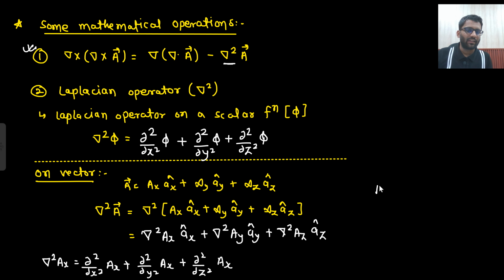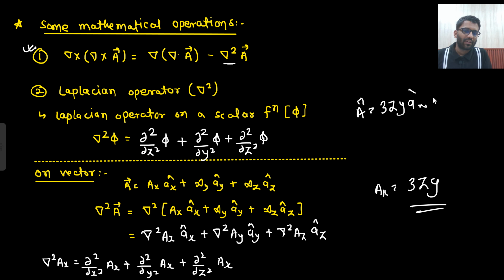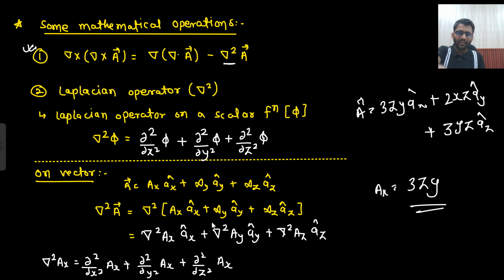Now ax can be a function of anything. Like ax can be 3zy, like vector field A is 3zy ax cap plus 2xz ay cap plus 3yz az cap, right? So your ax is 3zy. So you are going to calculate del square ax: del square by del x square of 3zy plus del square by del y square of 3zy plus del square by del z square of 3zy. Then whatever answer you get, you will put that answer here. So that will be your del square A vector answer, only for ax cap. Then you will do the same thing for this, and the same thing for this.